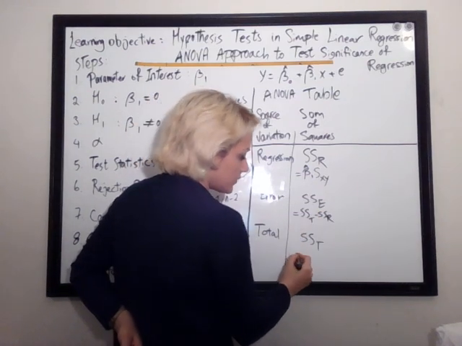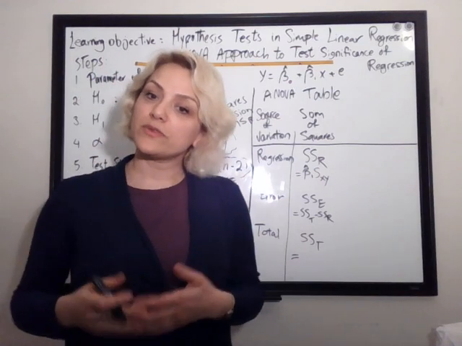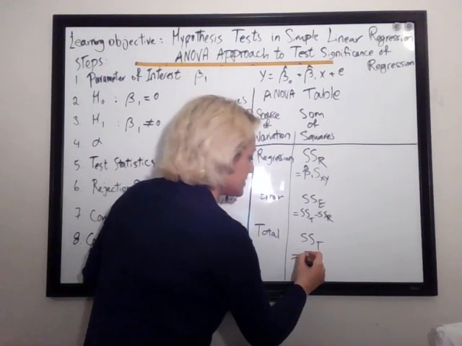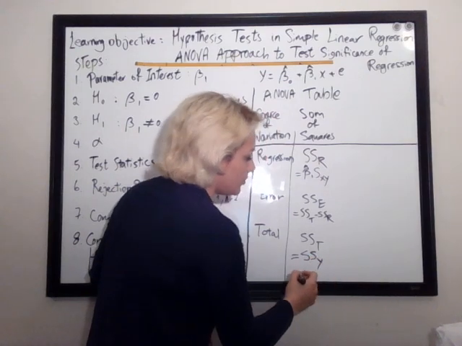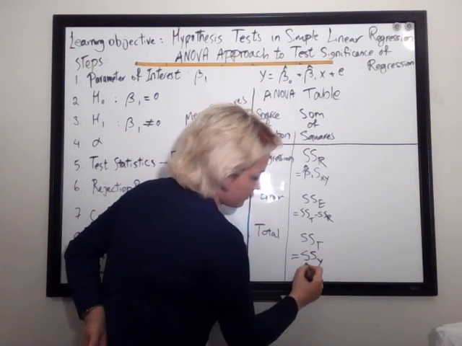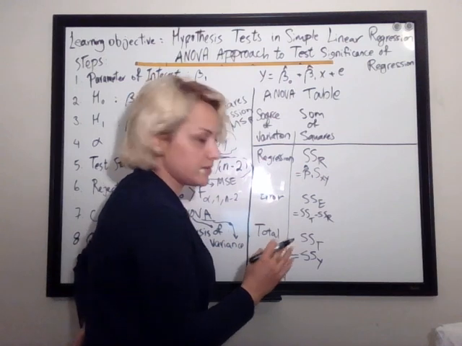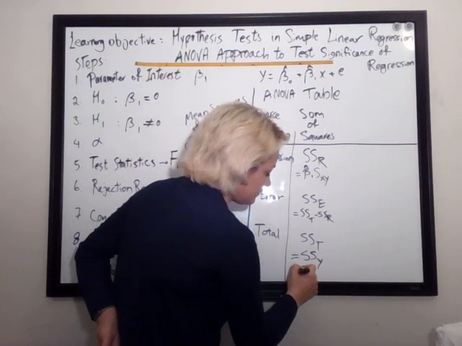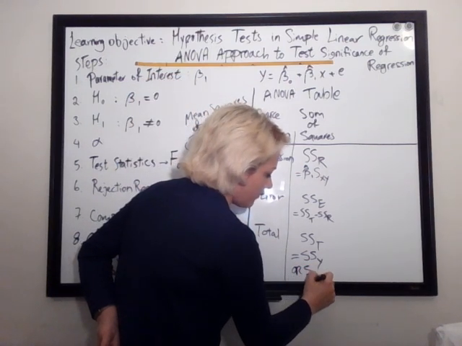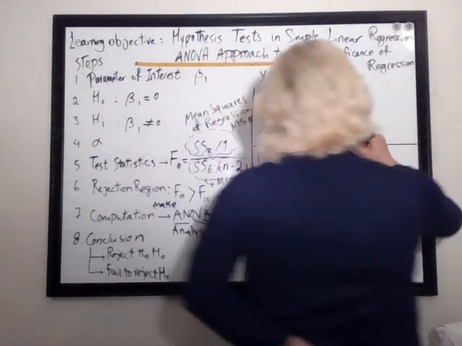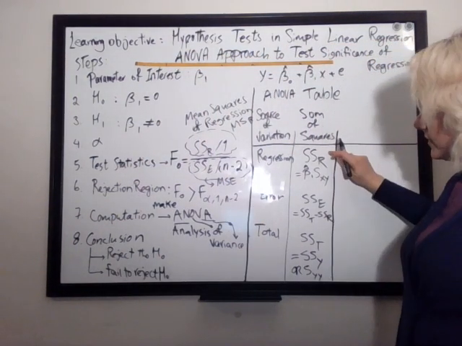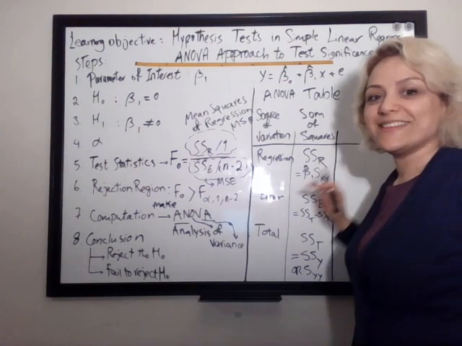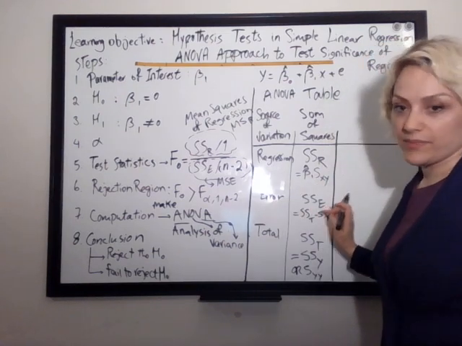For the sum of squares of the total, we had it before, it's going to be the sum of squares of the y. Or you can write it down as SYY, it's going to be the same. So this is my second column, in which I found the sum of squares of the regression and the sum of squares of the error.